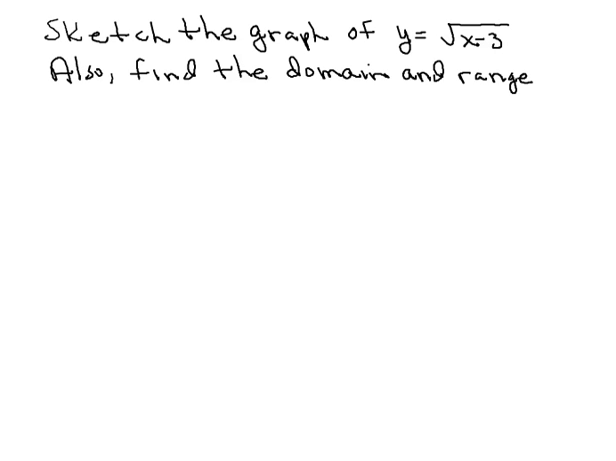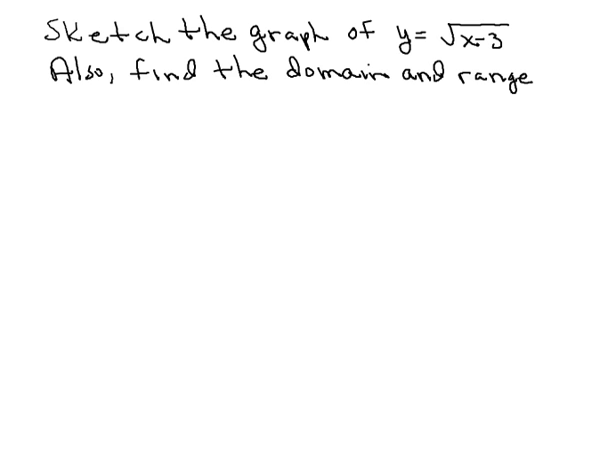Now we're next going to consider graphing functions that contain radicals. And our first example is y is equal to the square root of x minus 3. And we're also asked to find the domain and range of this function. Now I'm going to suggest that it's going to be best that we actually find the domain and range first before we set up a table of values to find points to graph the function.